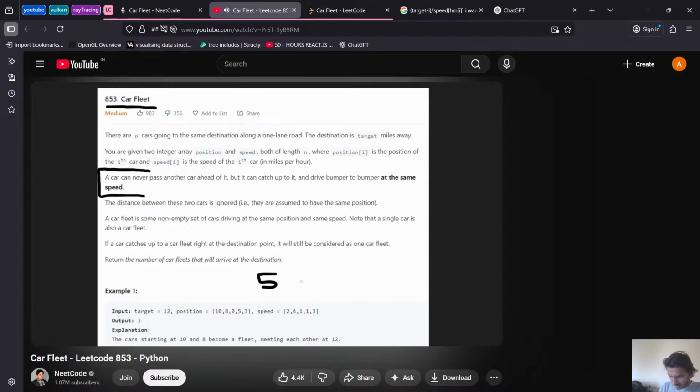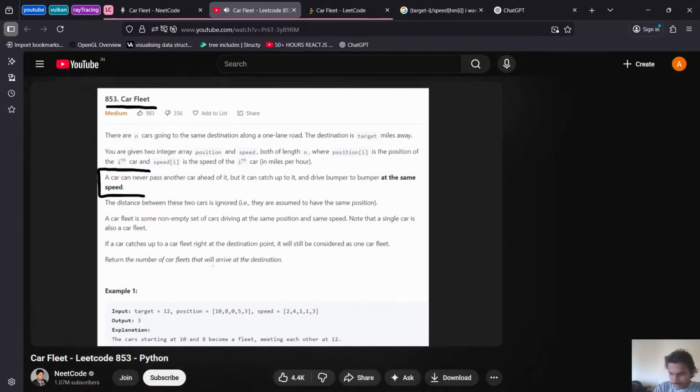So initially we have 5 car fleets, but when they actually arrive at the destination, which in this case is at position 12, then they are going to be reduced down to 3 car fleets. Okay, so now let's try to figure out how we can actually solve this problem.